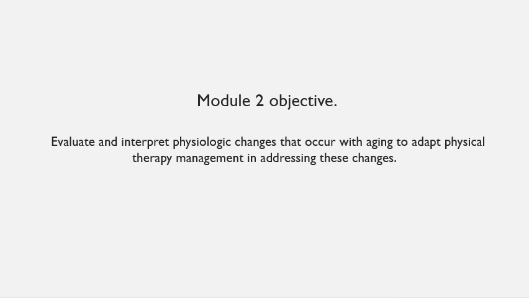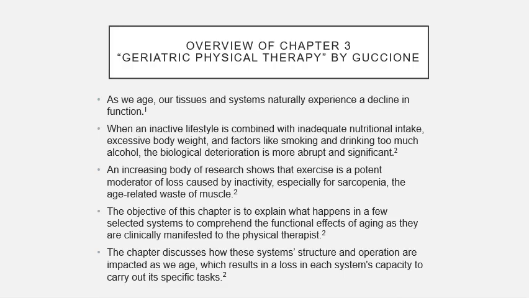So, starting with Module 2 objective. The objective is to evaluate and interpret physiological changes that occur with aging to adapt physical therapy management in addressing these changes. So, we'll be discussing the overview of chapter number 3.